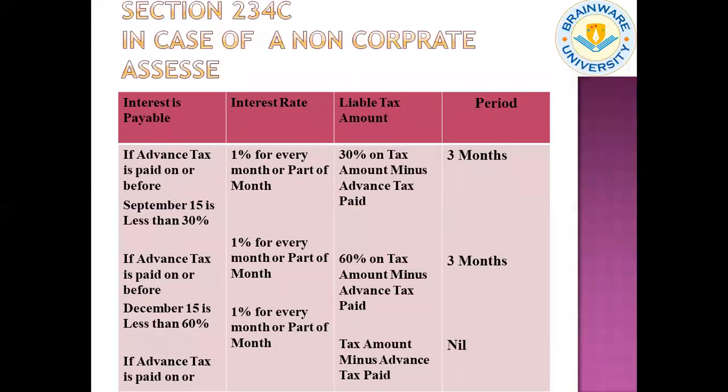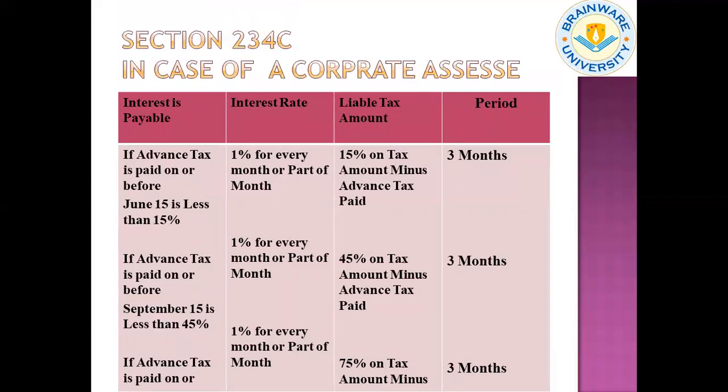Now section 234C is a bit easier. So it's like a bit on 234A. Now the interest payable is, we all know, 1% for every month or part of the financial year. And the liable tax amounts are 30, 60, 60. And the period is 3, 3 and nil. The last one is for the nil, if he is a non-corporate employee, I mean the corporate assessee means the company.